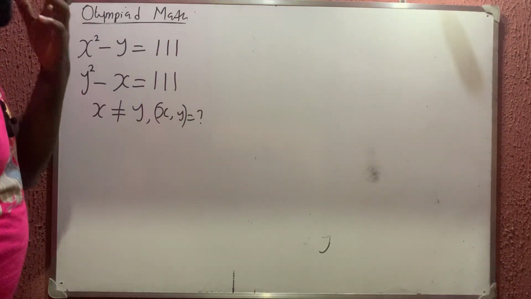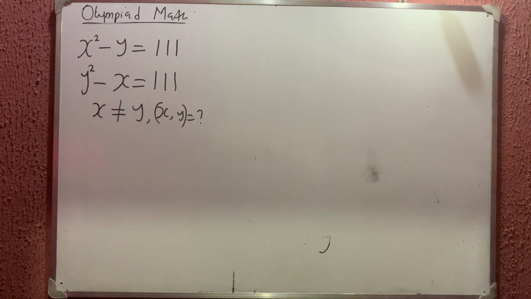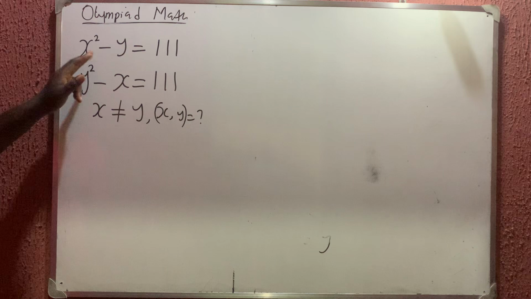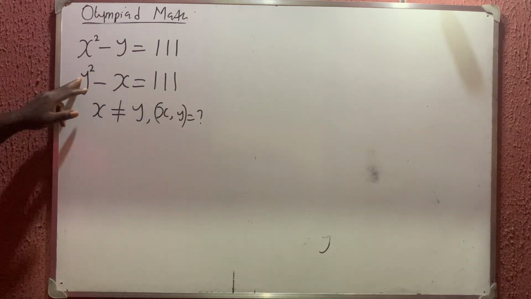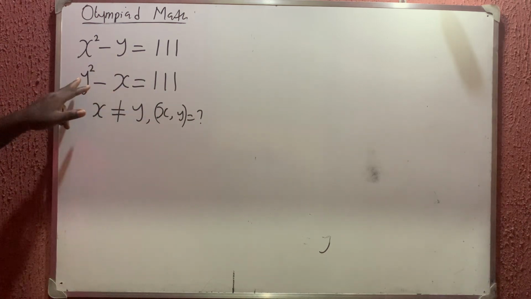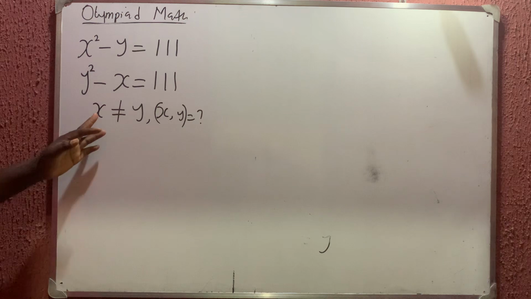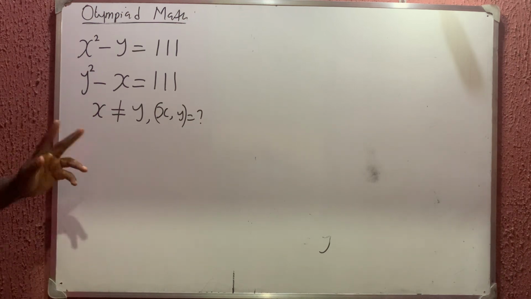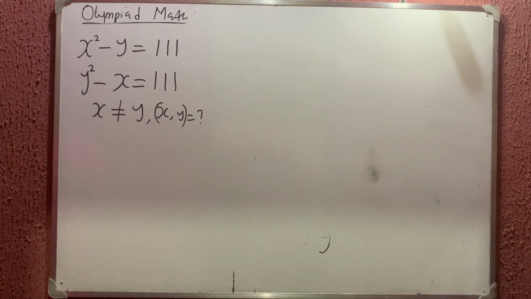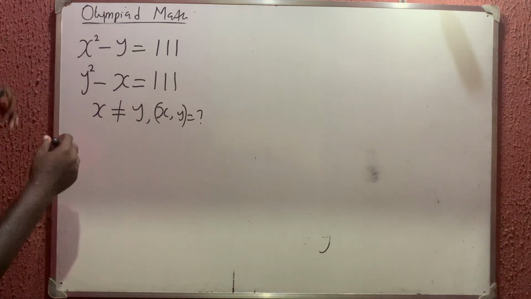Hi guys, look at this simple Olympiad math problem. We're asked to find x and y if x squared minus y is 111 and y squared minus x is 111. Sorry, this is 111, not 11. The condition here is that x cannot be equal to y. That's the condition they gave us. So we should now find x and y. Okay, so solution.